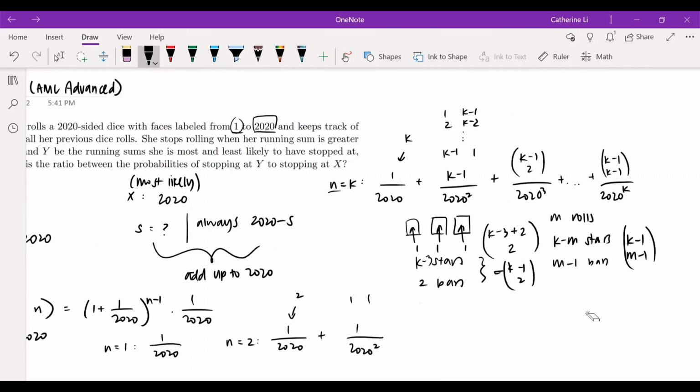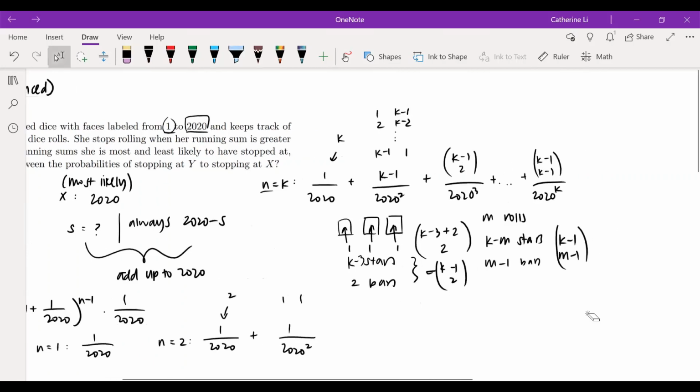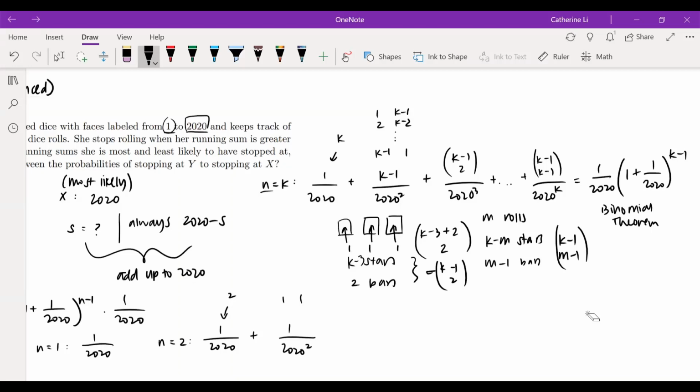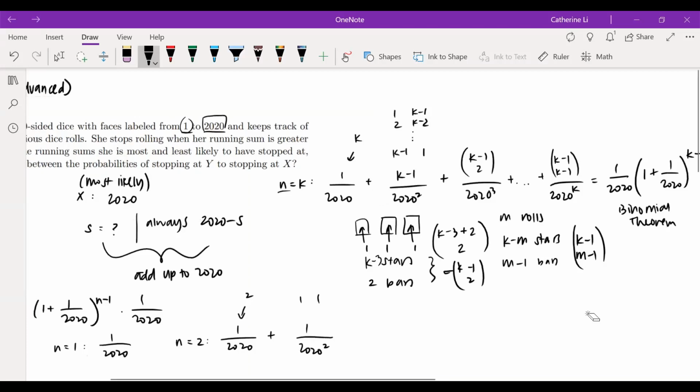Okay. And then this you might recognize as being 1 over 20/20 times 1 plus 1 over 20/20 to the k minus 1 power, just by binomial theorem. Okay, so that's how you can get this formula that is over here.